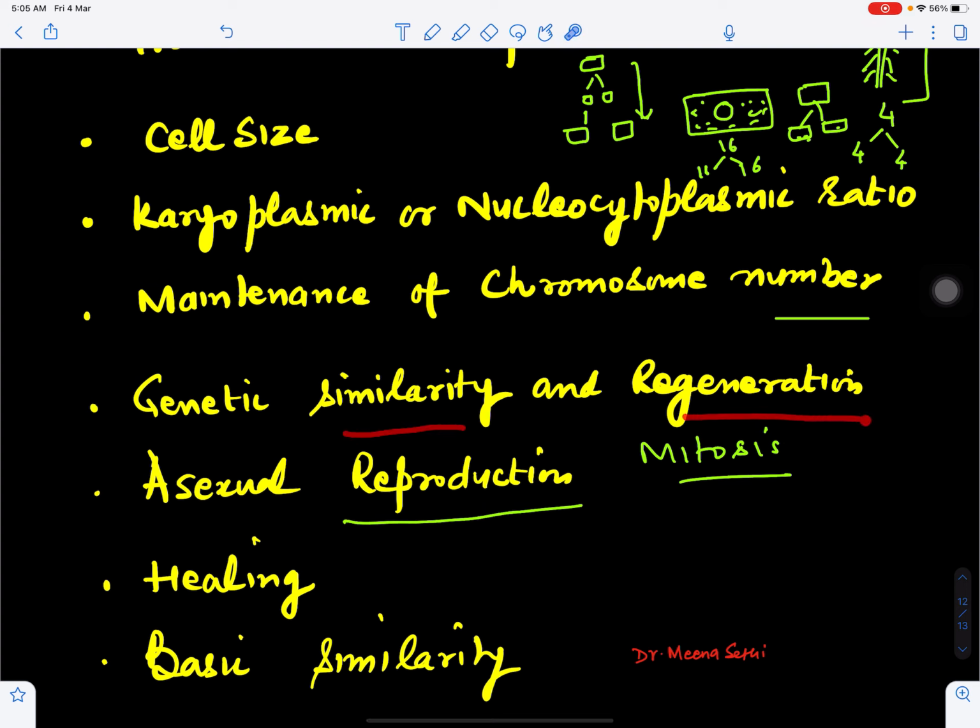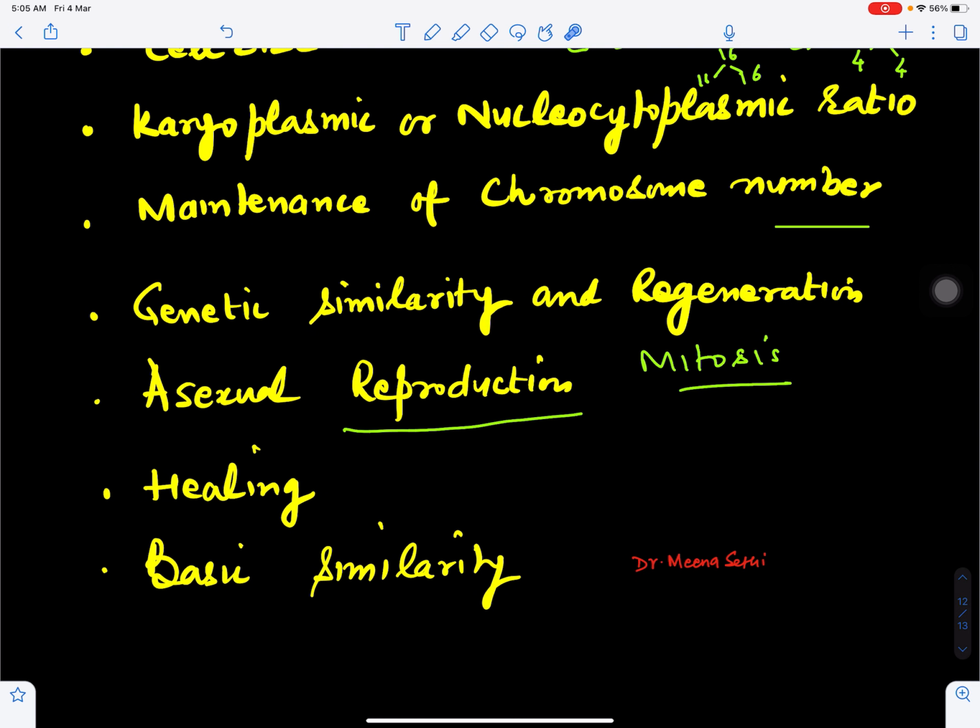This also helps in healing, right? Supposing we have a lizard whose tail has been broken. Now this can get regenerated with the help of mitotic cell division. If there is any wound or cut in plants or in animals or human beings, that can be healed again with the help of mitotic cell division.